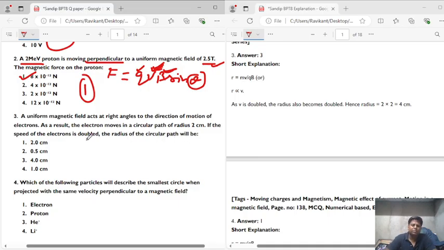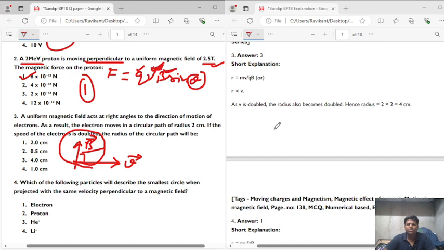So if we explain the scenario over here, if this is the direction of velocity of the electron, then this is the direction of the magnetic field. That is, they are perpendicular to each other. This is B vector, right? And when this is the case, what will happen? The electron will move in a circular path, and this circular path will have some radius.